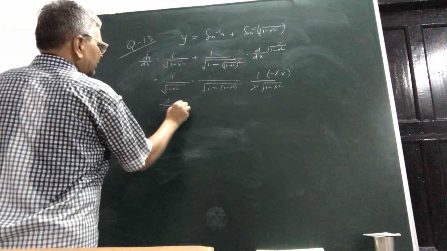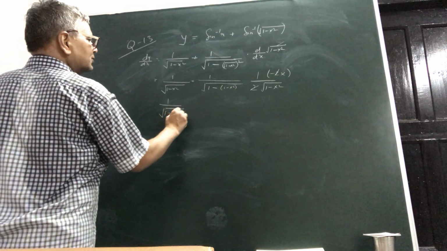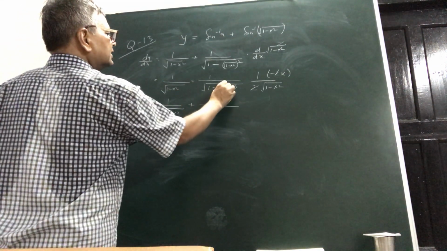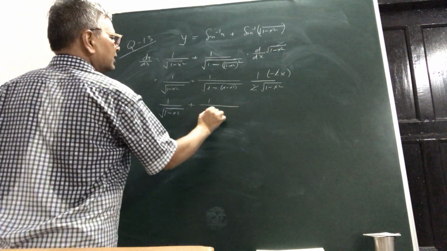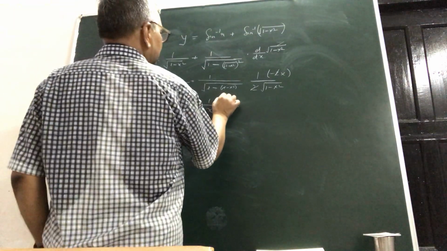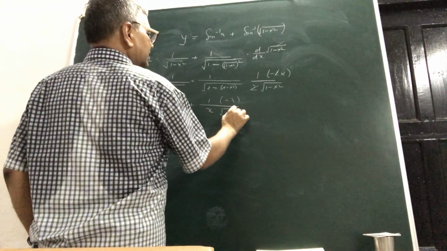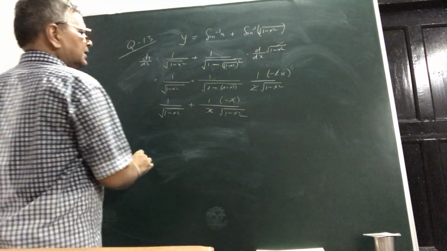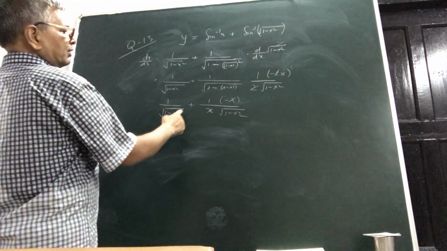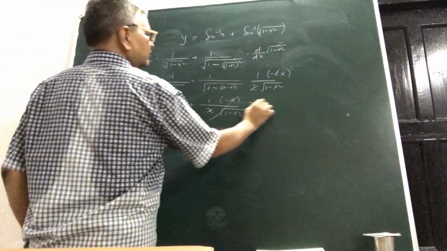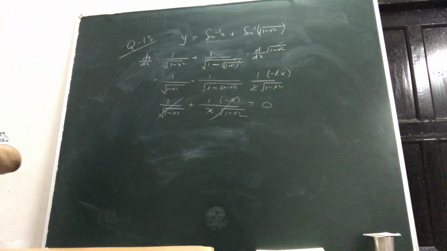So this is 1 upon under root 1 minus x square plus 1 upon, see this here 1 got cancelled and this is plus, so you will get x only here. And here in the numerator you are having minus x and upon under root 1 minus x square. This x cancels, and this is 1 upon under root 1 minus x square. This whole cancels and you will get 0.